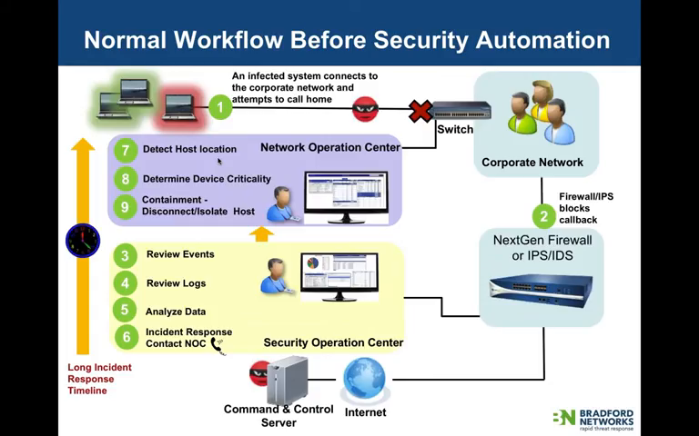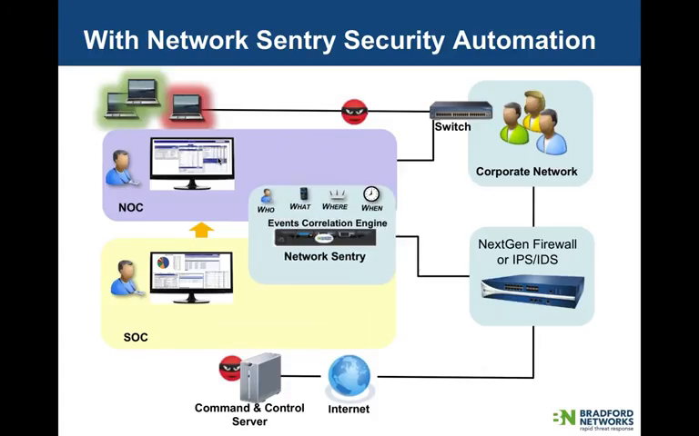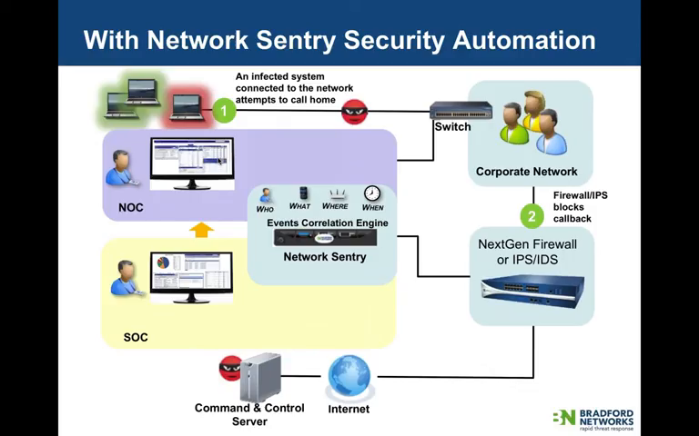So now let's put Bradford Networks in here, and let's look at security automation with Network Sentry. Since Network Sentry is in there, it knows the who, the what, the where, and the when of every device on the network. And let's say that an infected host now attempts to call home, and again, my firewall or my IPS is going to block that, and the security device is going to send an alert directly to Bradford Networks, and of course your security device is going to send an alert to you as well.